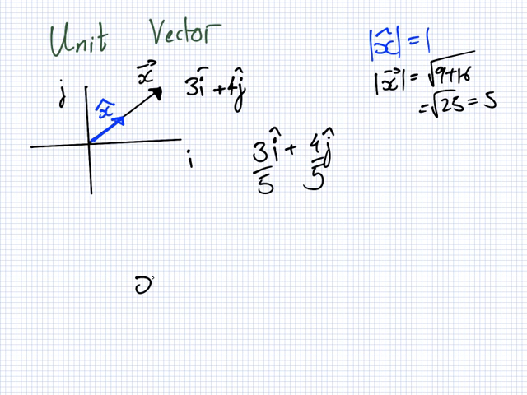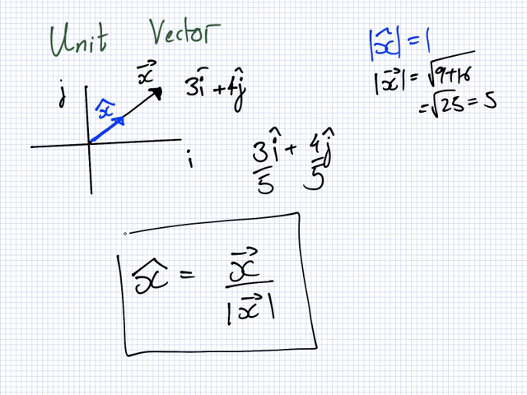So basically, as a formula, the unit vector of x is the vector x divided by its magnitude, and this will shrink x down to 1 unit long. Okay, so there's an example there.